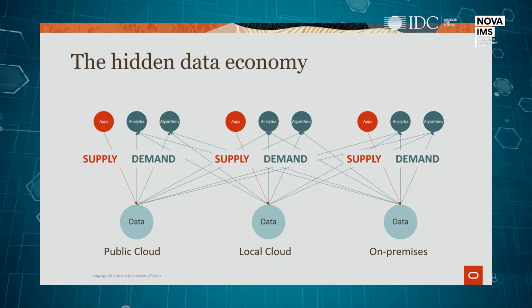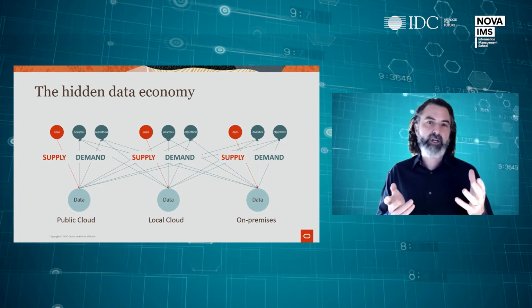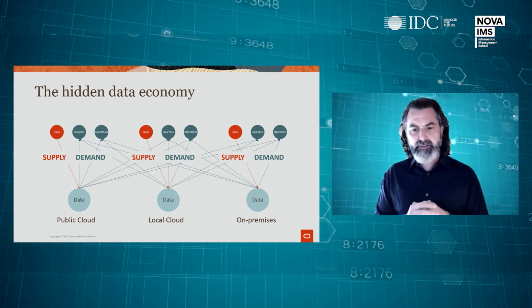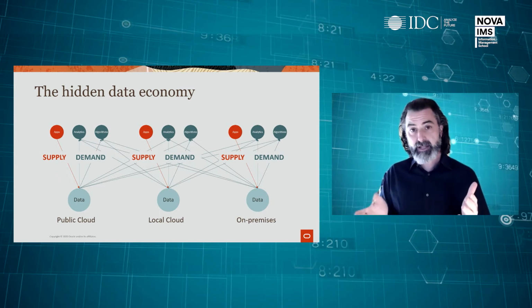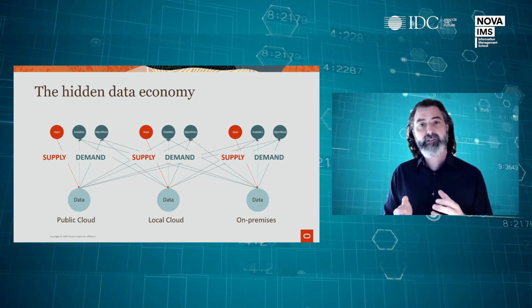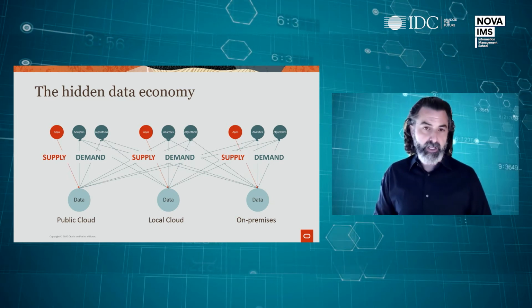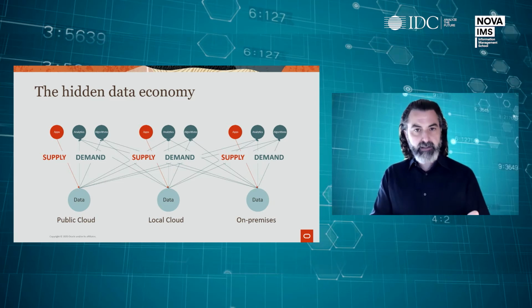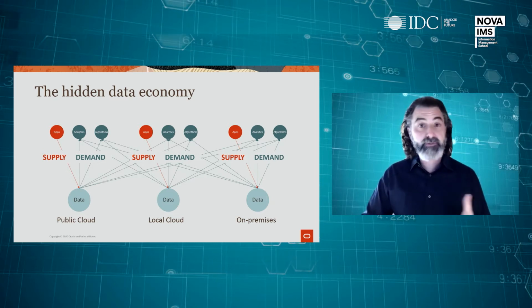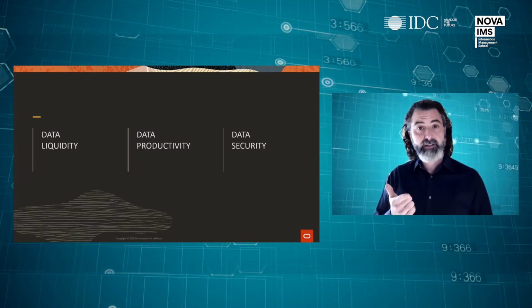Now, most companies don't think of their data this way. Most companies tend to think of their data in terms of what it takes to create it, what it takes to use it, what it takes to protect it. Few companies think about their data in terms of supply, demand, and the transaction costs between the two. And as a result, for most companies, their internal data economy is hiding in plain sight. And so the question becomes how to bring your hidden data economy into the light and encourage it to grow. Well, we think there are three things that you should focus on: increasing data liquidity, data productivity, and data security.